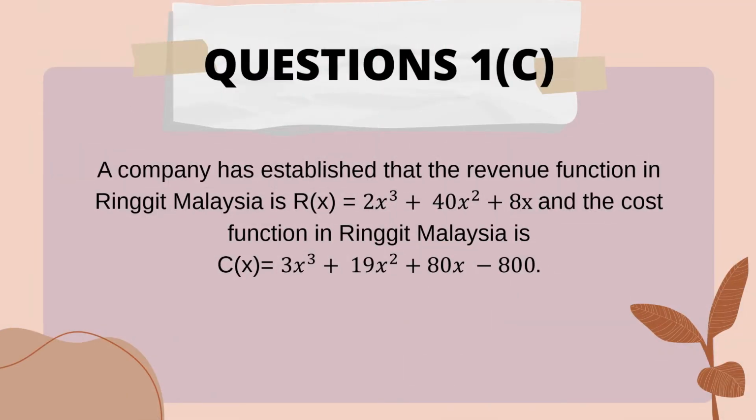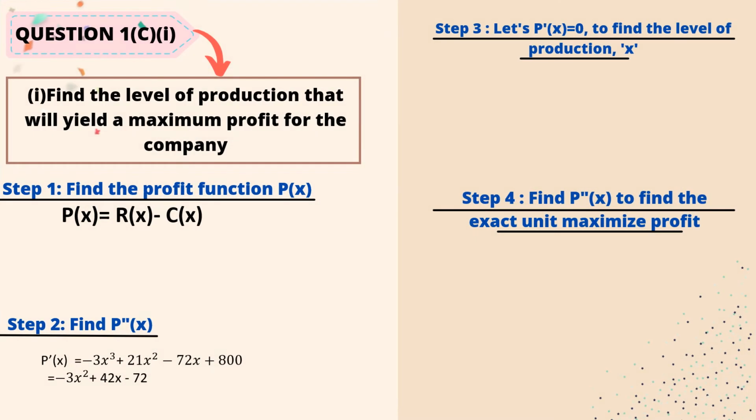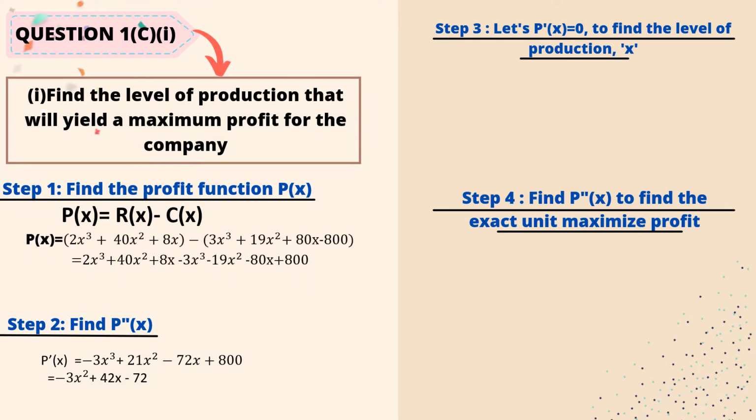Question 1c is about the revenue, cost and profit functions. The first question for 1c is we need to find the level of production that yields a maximum profit. Step number 1, find the profit function P(x). We need to use the formula for the profit function since the question did not provide it. The formula for profit is total revenue minus total cost. So we get negative 3x squared plus 21x squared minus 72x plus 800.